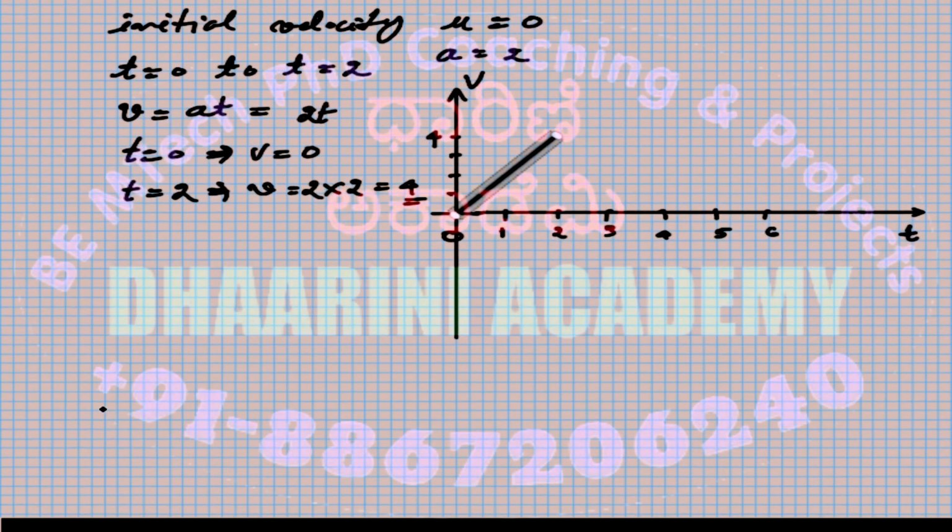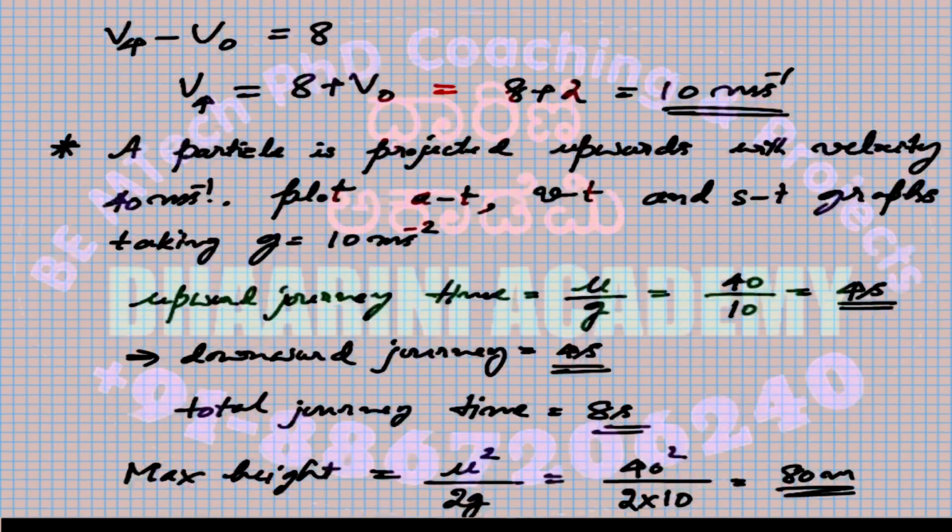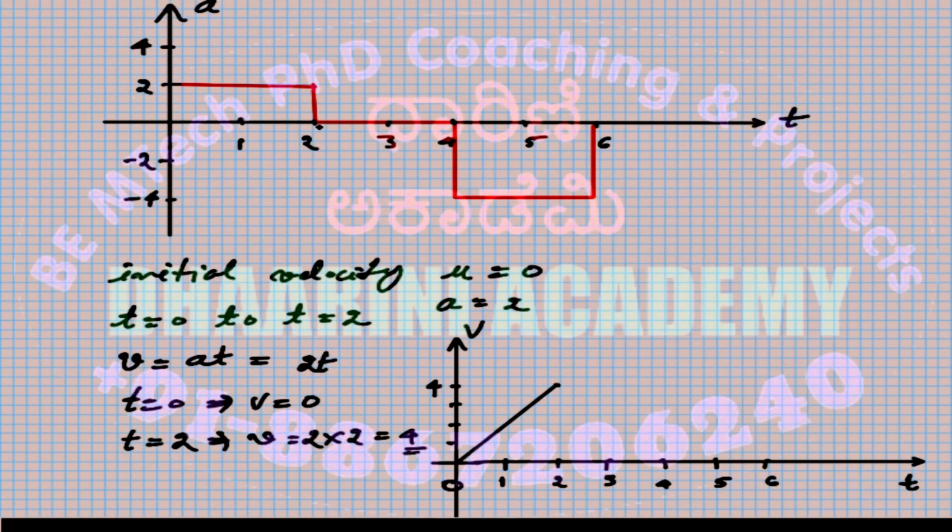So this is from t equal to 2 till t equal to 4 seconds, the acceleration becomes equal to 0. How do you know that? It's from the given graph. You can see that from 2 to 4, the value of acceleration a is equal to 0.